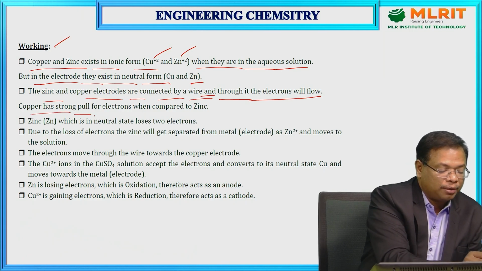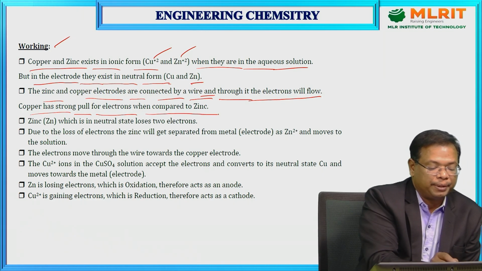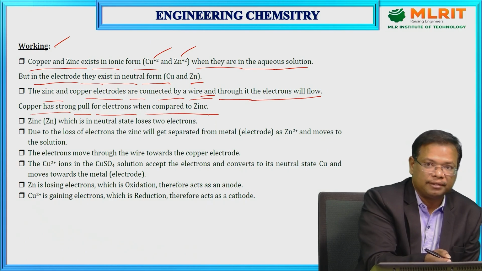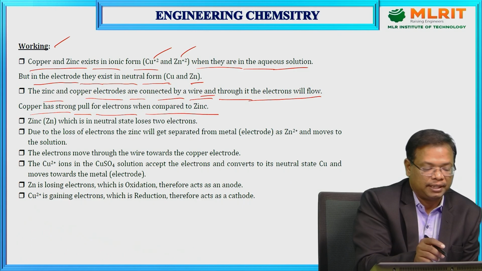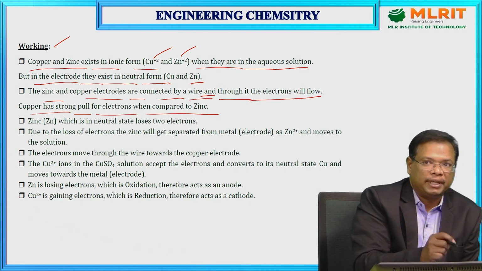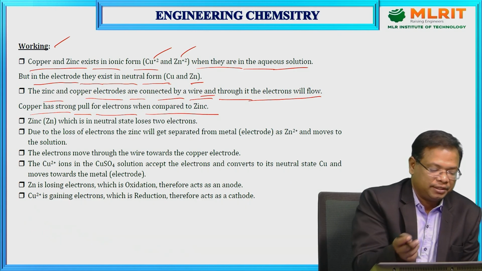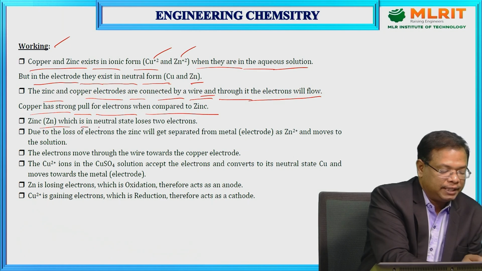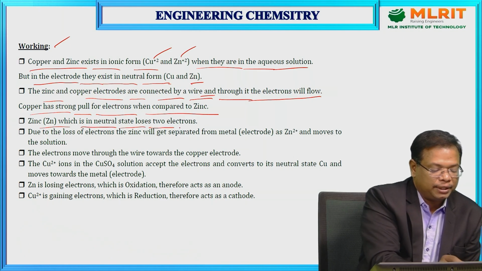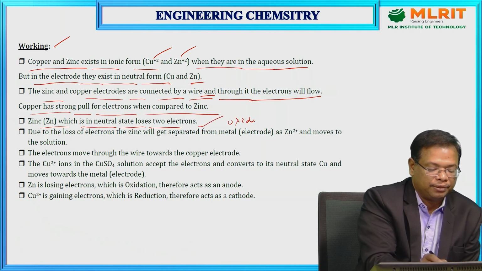Copper has a strong pull for electrons when compared to zinc. Already we discussed this one in the earlier stage. Zinc more readily loses its electrons, so copper will pull the electrons from the zinc. Zinc, which is in neutral state, loses 2 electrons. It is an oxidation, as we know very well.